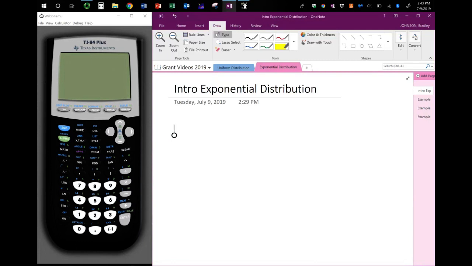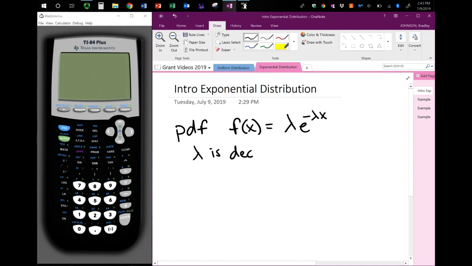Just as an intro, let's talk about the exponential. And for the exponential, usually our examples will be talking about time, okay? So usually over time. We first need what's called the probability density function, our PDF, and that'll be f of x. This is represented by lambda e to the negative lambda x. Now lambda is our decay parameter.